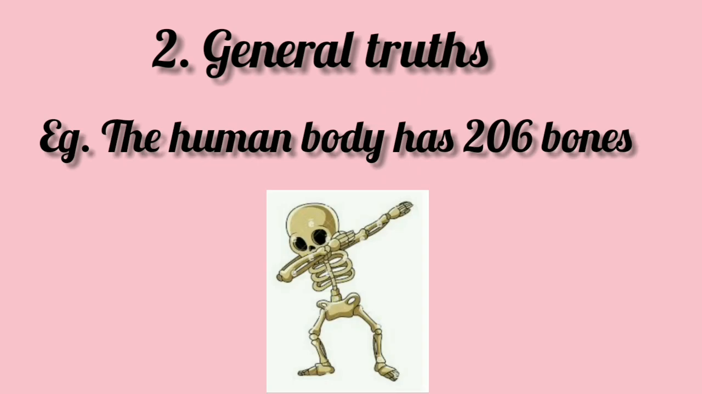The next use is to talk about general truths. For example, the human body has 206 bones. Here, the verb is has and it is in the simple present tense and it is giving us a general truth, something which cannot be changed.